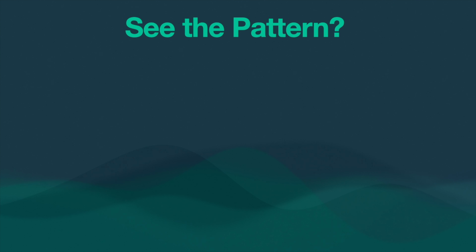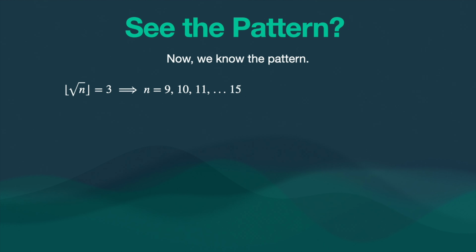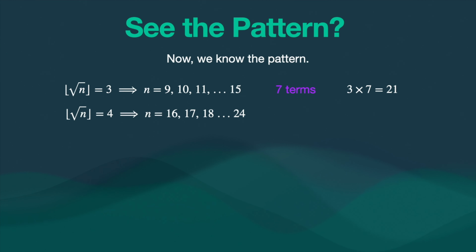Now do you see the pattern? When it equals 3, there are 7 terms. So it is 3 times 7, which is 21. Now each value is multiplied by how many times it appears. Once you see this, the rest is just arithmetic.